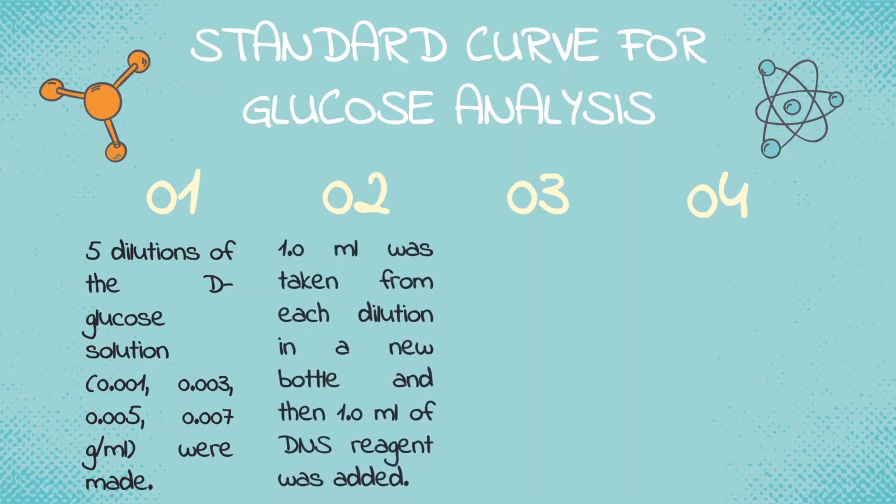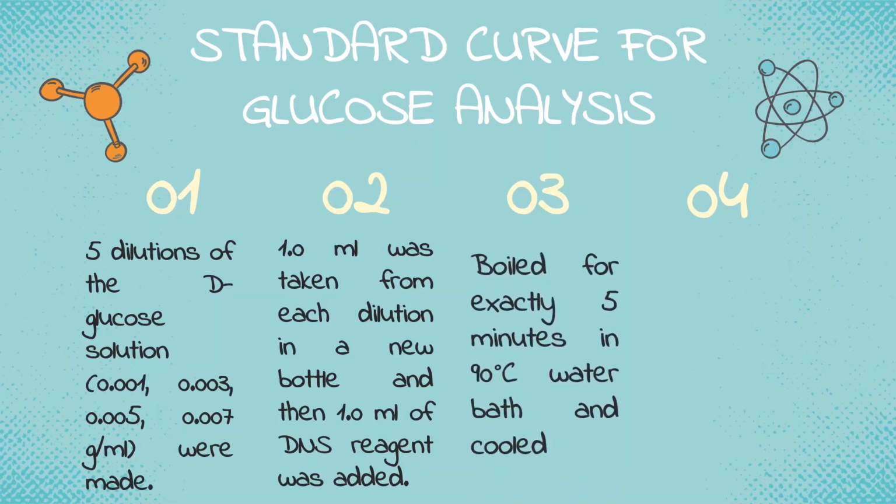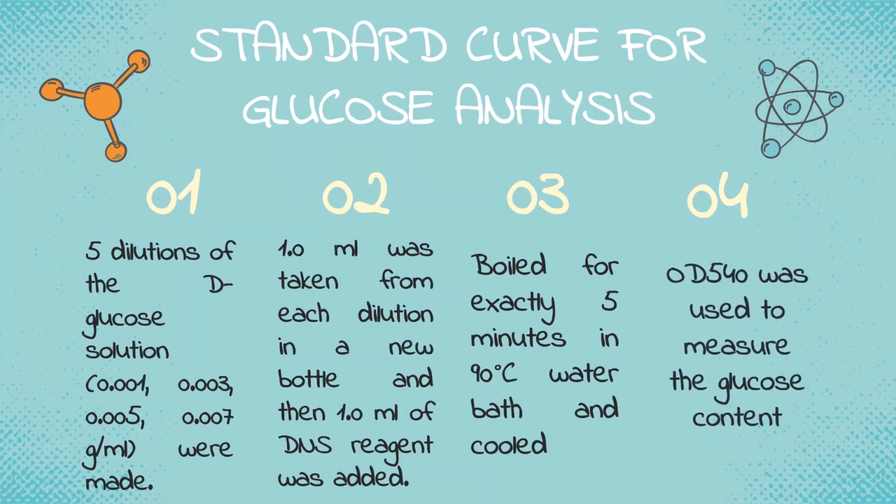And then 1 ml was taken from each dilution into a new bottle, and then 1 ml of DNS reagent was added. All tubes were boiled for exactly 5 minutes in a 90-degree water bath and cooled before adding 3 ml of distilled water. And the last step, OD540 was used to measure the glucose content in all tubes in the UV spectrophotometer.